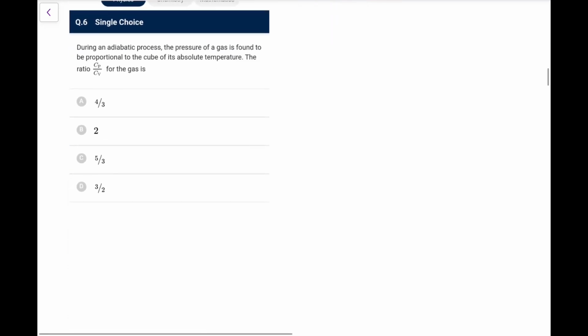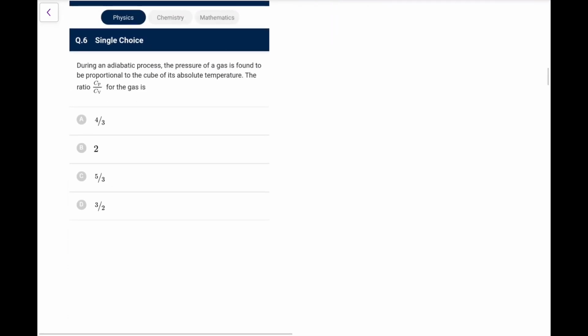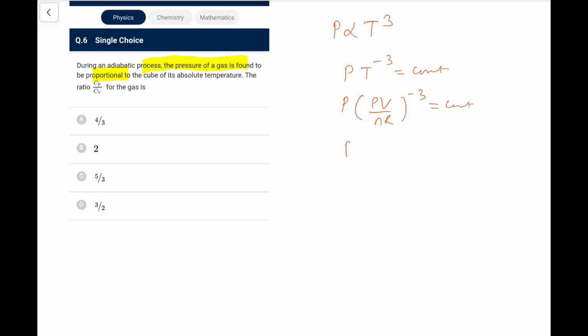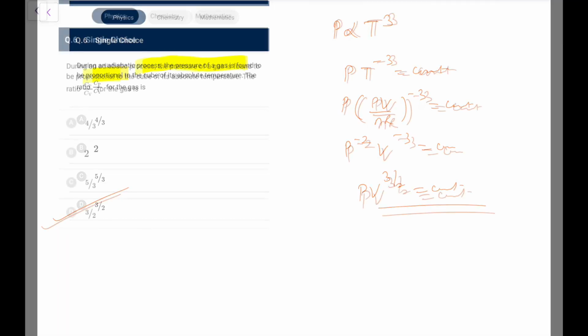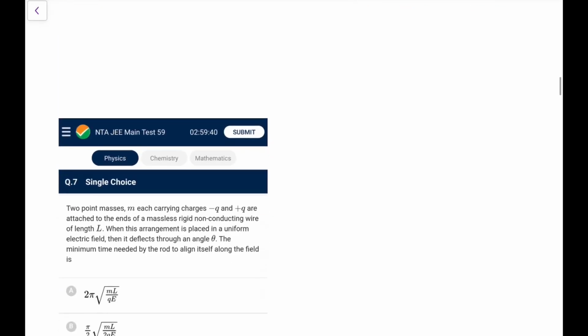Next one. You have to be very careful while watching. During an adiabatic process, pressure of gas is found to be proportional to the cube of its temperature. It's a very common question. P proportional to T cube. So this is an adiabatic process. P T to the power minus 3 is equal to constant, converted into PV upon nR form, to the power minus 3 constant. What I have, P to the power minus 2, V to the power minus 3 is constant, or you can say PV to the power 3 by 2 is constant. So gamma comes out to be 3 by 2. That's an easy one.